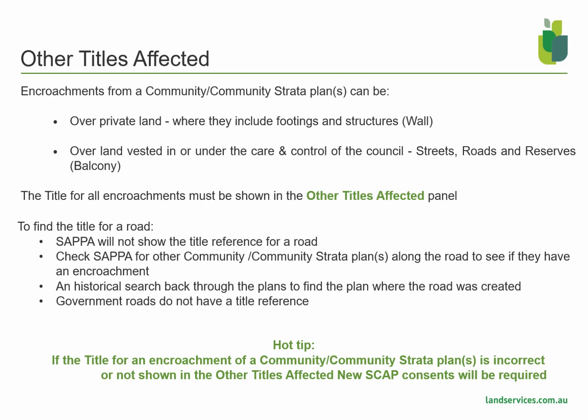It is worth noting that government roads do not have a title reference. However, check SAPA for other community plans along the road to see if they have an encroachment, as they will show the road title in their other titles affected panel. Otherwise, an historical search back through the plans to find the plan where the road was originally created will be required. Hot tip: if the title for an encroachment of a community or community strata plan is incorrect or not shown in the other titles affected panel, new planning consents will be required.